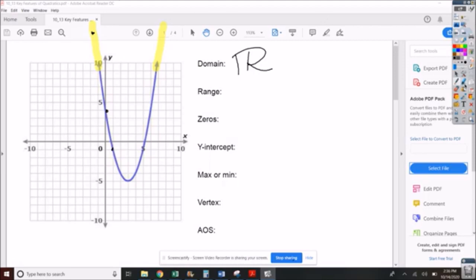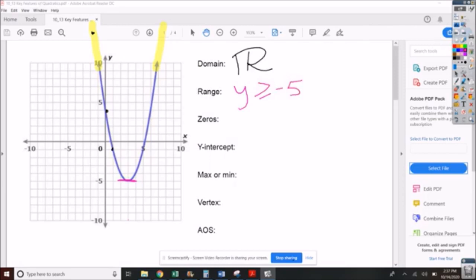Now my range, I can't just pick any y value and know that there's going to be a corresponding x value. If I say, what is the x value when y is -10? Well, there isn't one. What is the x value when y is -8? Again, there isn't one. My graph doesn't go there. My graph is from -5 and up. So my graph only is above -5 and including -5.